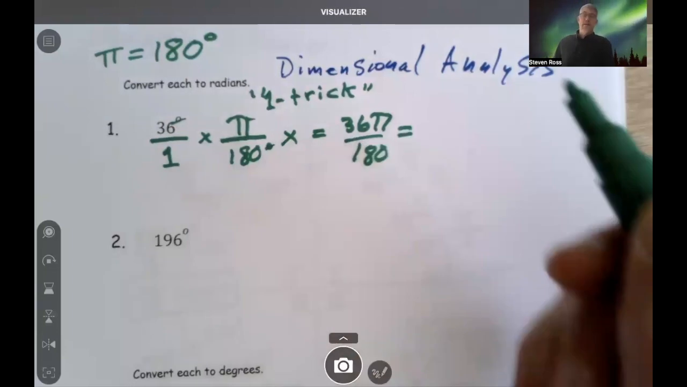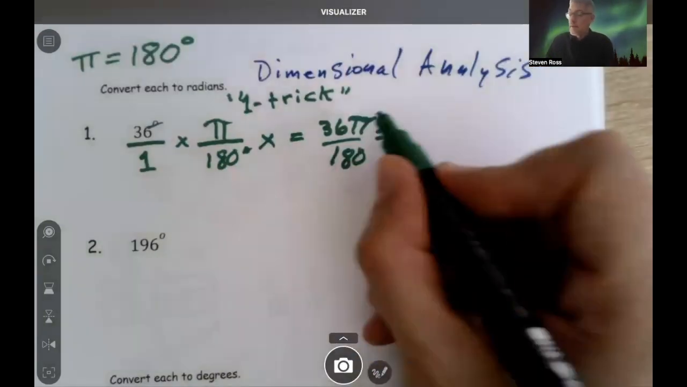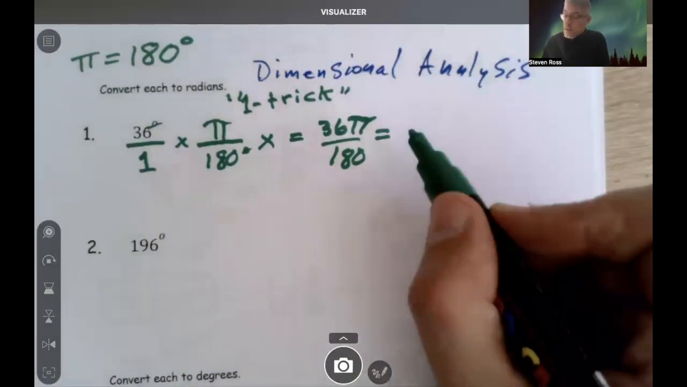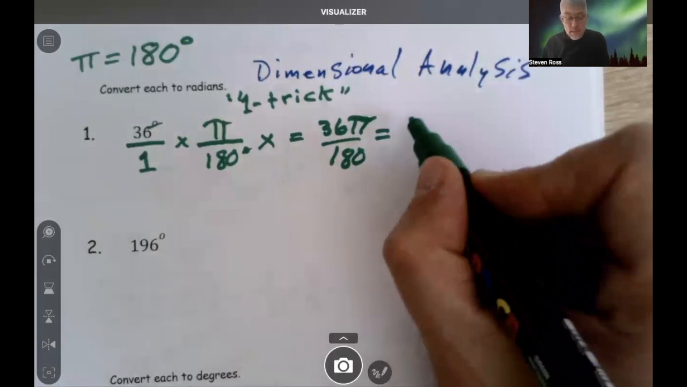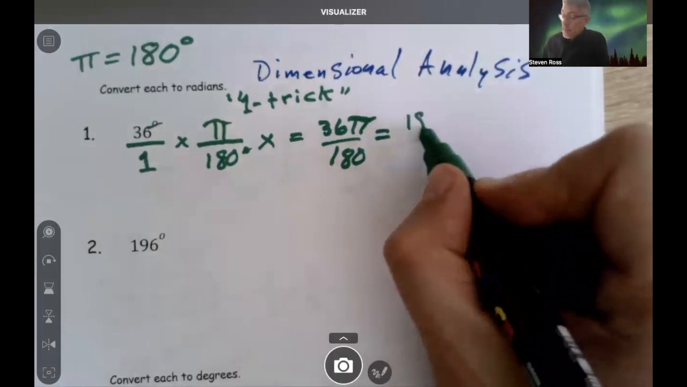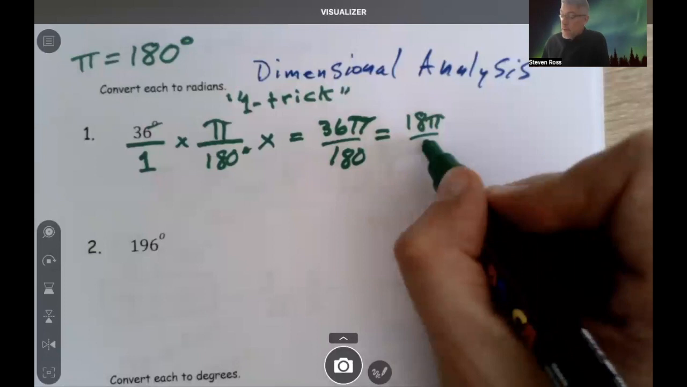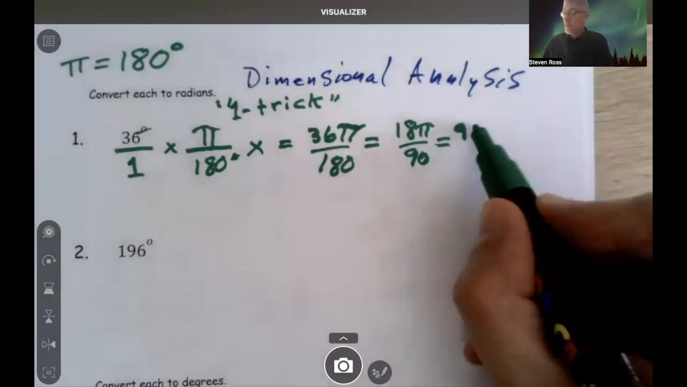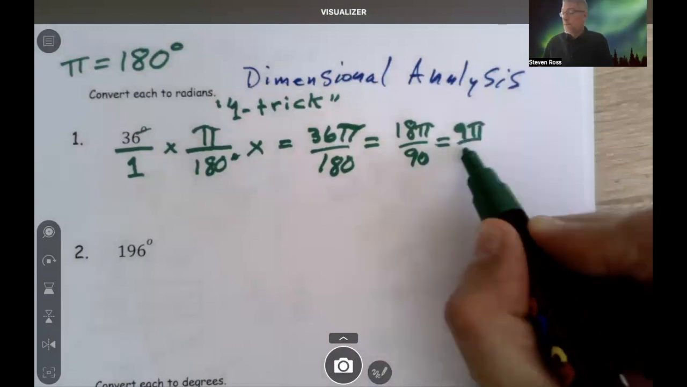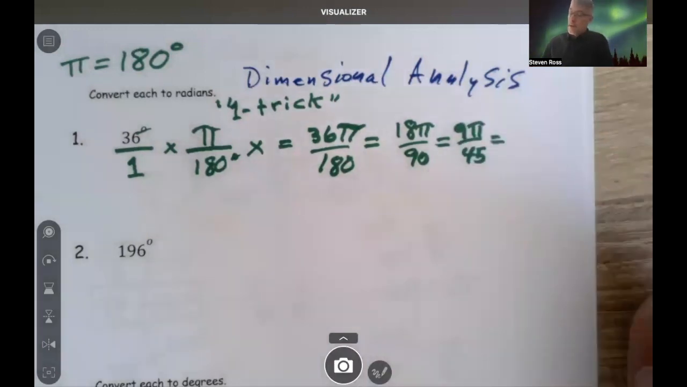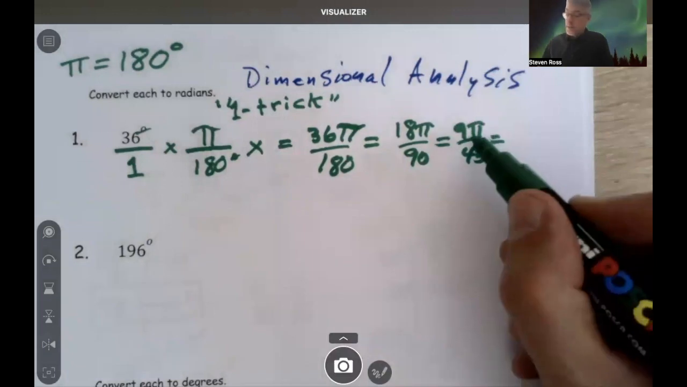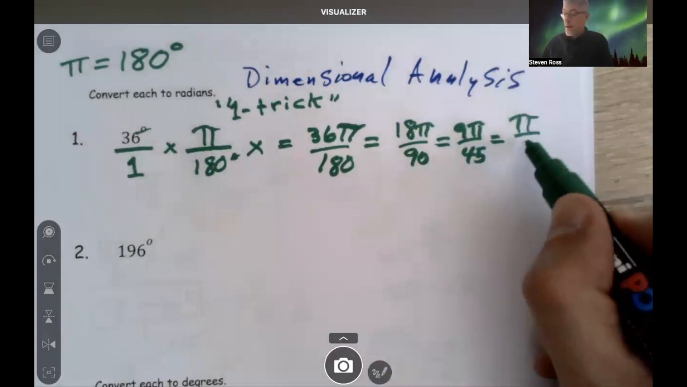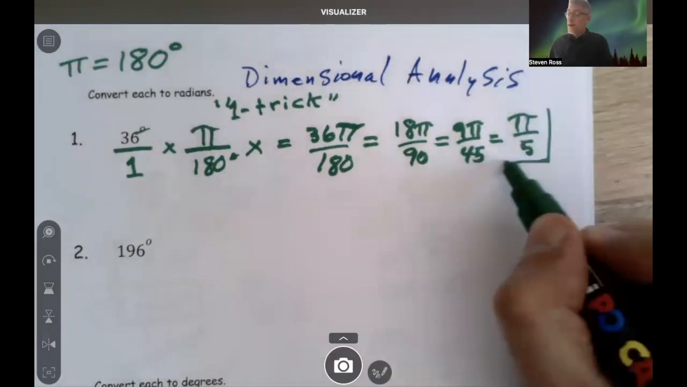And then we can continue from there and reduce. We can say that this is 18 pi over 90, and we'll keep cutting it in half. It's 9 pi over 45. And 9 goes into 9 once, and 9 goes into 45 5 times. So we're finished with pi over 5. So pi over 5 radians.